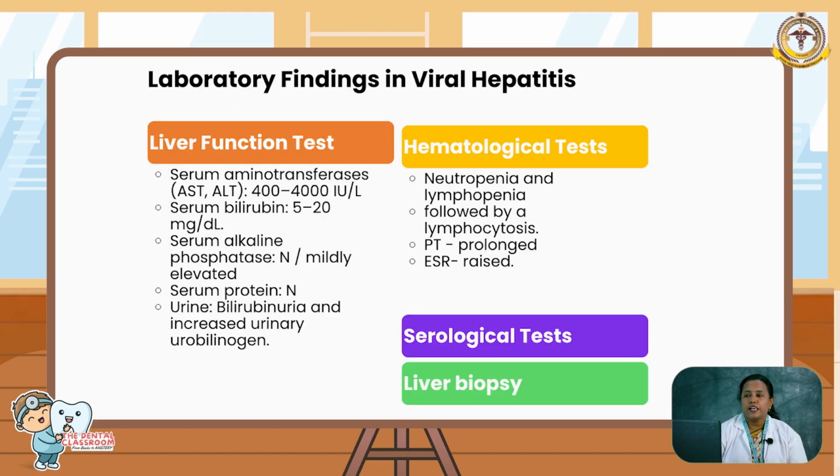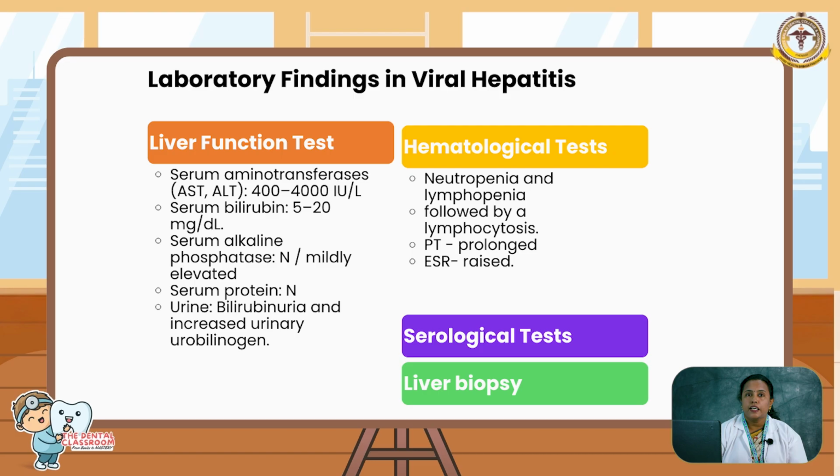And the laboratory findings in viral hepatitis include liver function test, hematological test, serological test and liver biopsy. Liver function test includes serum aminotransferase, which can go up to 400 to 4000 international units per liter, serum bilirubin, serum alkaline phosphatase, serum protein, and in the urine, bilirubinuria and increased urinary urobilinogen will be there.